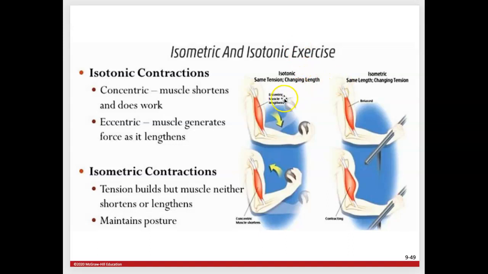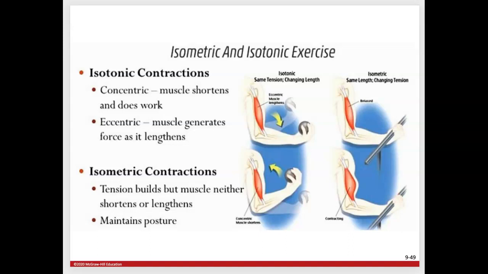So eccentric is when we are holding, let's say, a heavy weight or a weighted ball, and we extend our arm out. Okay, extension is the lengthening of a muscle. In concentric, it is when the muscle actually shortens and does work. So it is when you would take that weighted ball and flex your arm up. So that's, simply put, not going too deep into this.